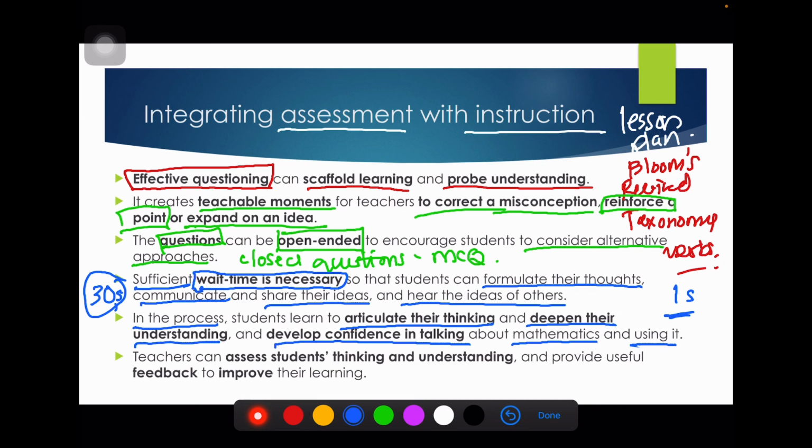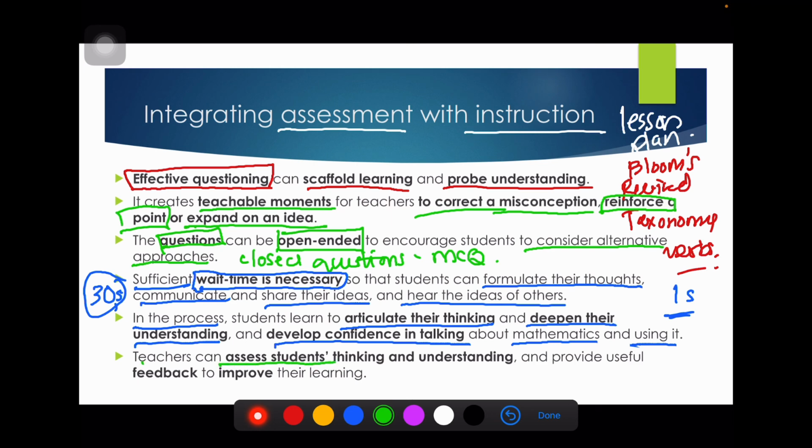Not asking a question and the next second you actually answer the question. That way your students are not going to think. They're just going to sit there and say, oh, my teacher is going to give me the answer in 1 second.